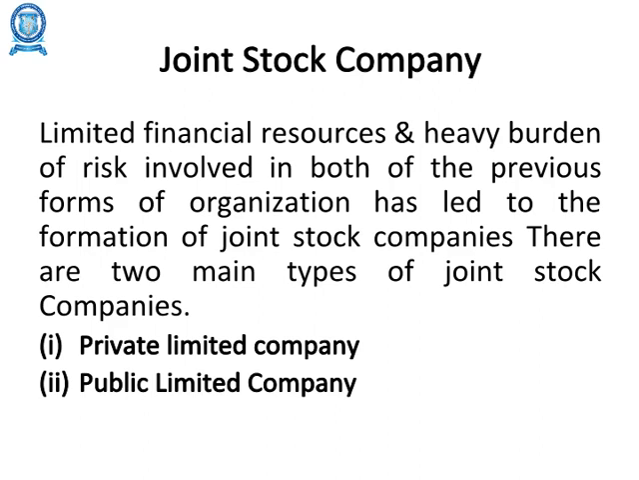There are two main types of joint stock companies. Private limited company. This type of company can be formed by two or more persons. The maximum number of members is limited to 50. In this, transfer of shares is limited to members only. The government also does not interfere in the working of the company.